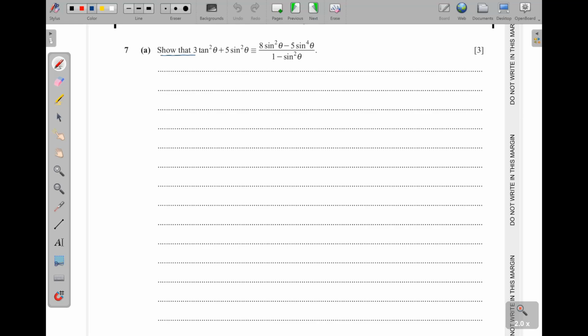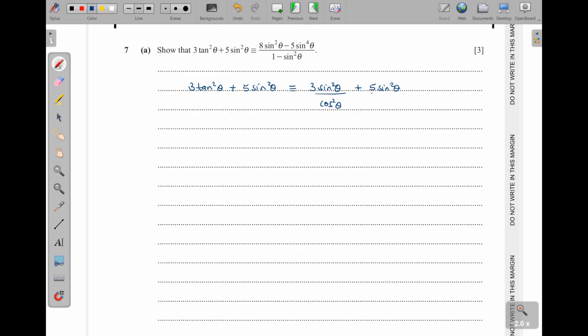Question 7 part A, show that 3 tan squared theta plus 5 sine squared theta is equal to this one here. So 3 tan squared theta plus 5 sine squared theta can actually be equal to... You can see that this one is all in terms of sine. So tan is sine over cosine, sine squared over the cosine squared, then plus 5 sine squared theta.